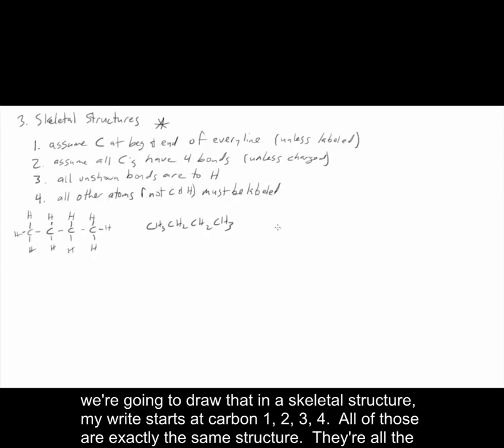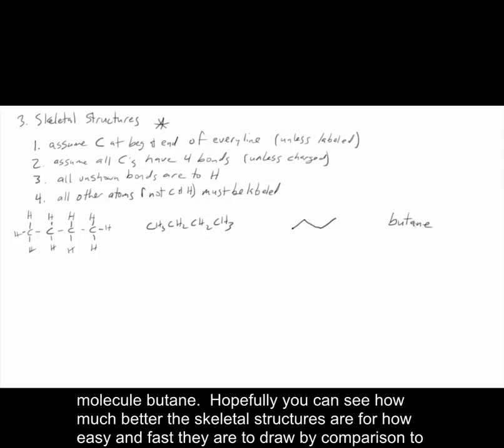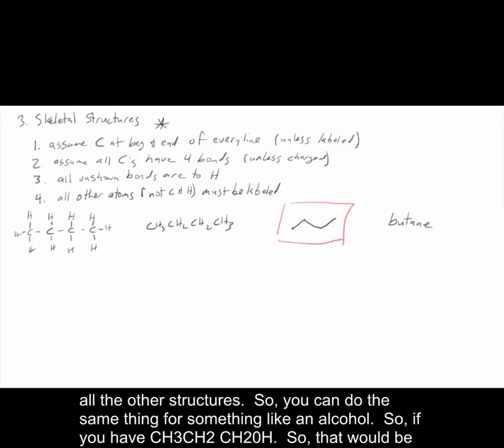And if we're going to draw that in a skeletal structure, wherever I start at carbon, 1, 2, 3, 4. All of those are exactly the same structure. They're all the molecule butane. Hopefully you can see how much better the skeletal structures are for how easy and fast they are to draw by comparison to all the other structures.